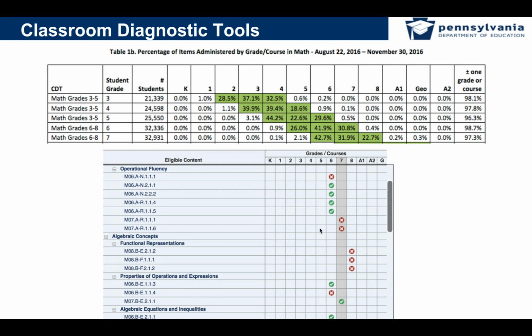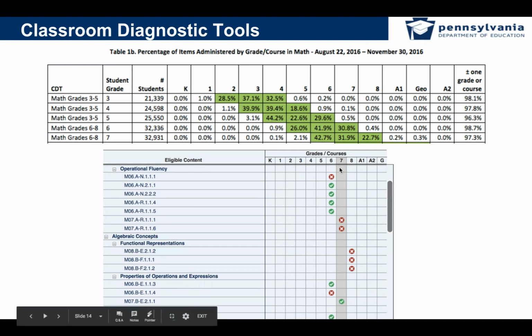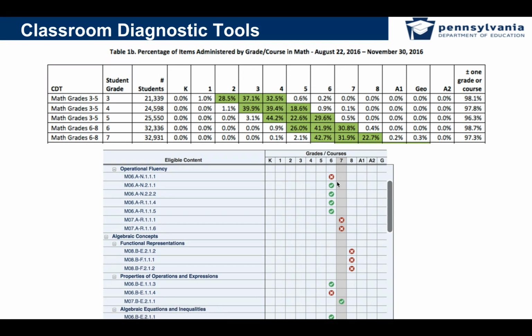On the bottom is an example of an individual student map in the CDT. It's one of the reports. The gray band there is the grade level of the student. And again, you can see the student is answering questions in the grade level that they're in, as well as one grade level above and below. So the test is assessing what it intends to.